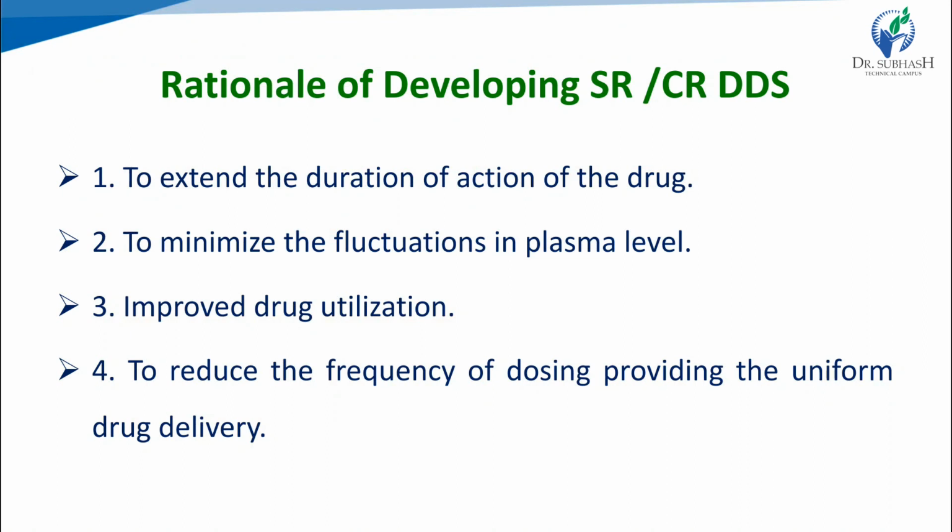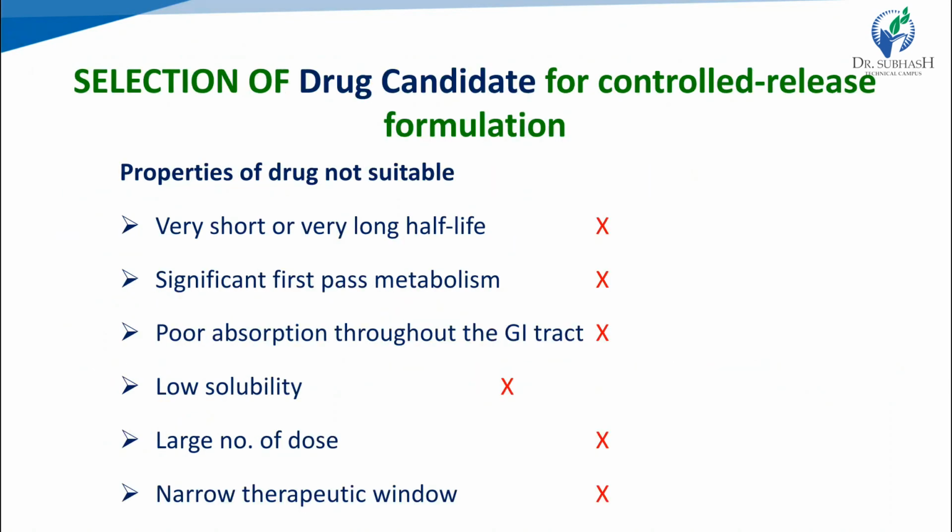To minimize the fluctuation of the drug in the blood or plasma level, so that we improve drug utilization, with optimum use of that drug, reduce the frequency of dosing, and provide a uniform drug delivery system. We have to maintain the concentration, go for targeting, get optimum utilization of the drug, and reduce the frequency. So these are all strong rationales for applying a sustained or controlled release type of drug delivery system.